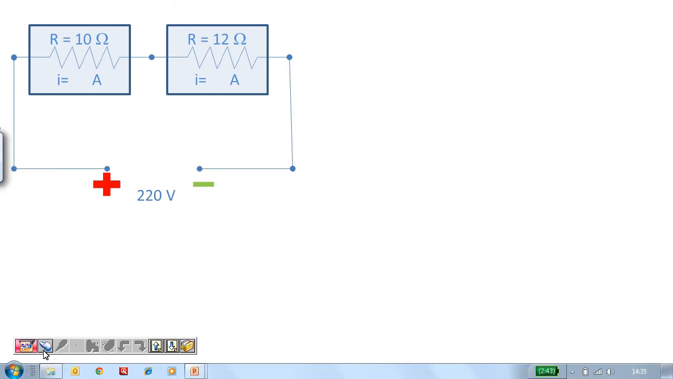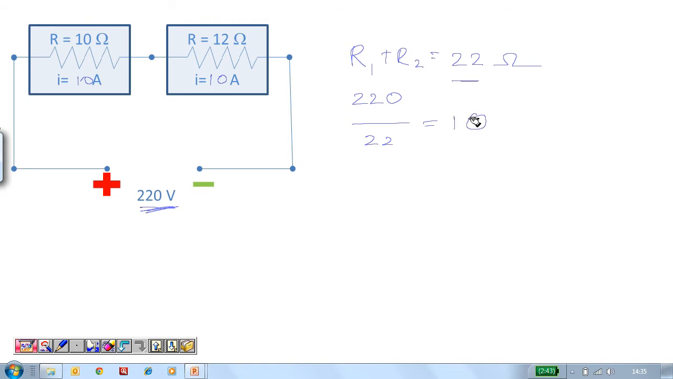Take this example. We have two resistors R1 and R2, and a voltage of 220. We know that R1 plus R2 is equal to 22 ohms. The current that will flow through this is going to be 10 here and 10 there. How did I get 10? It is 220, which is the voltage that we have out here, divided by 22, the net effective resistance, and that gives you the amperes.